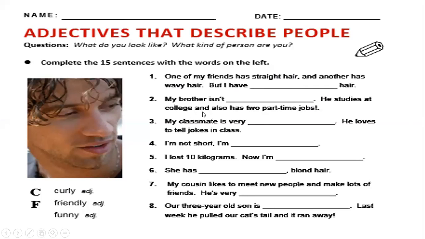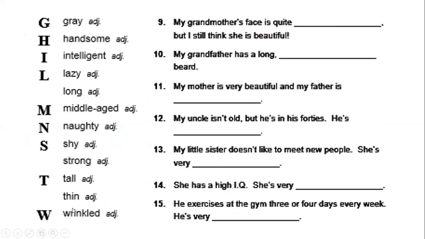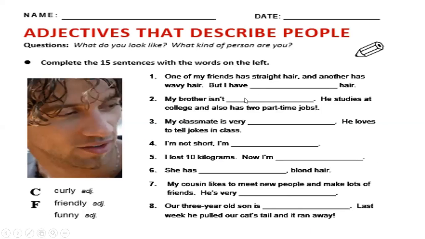¿Ok? My brother isn't. He studies at college and also has two part-time jobs. Ajá, puede ser funny, friendly, tal vez lazy, ¿verdad? Mi hermano no es haragán, ¿verdad? ¿Por qué? Porque digo, he studies at college and also has two part-time jobs. ¿Creen ustedes que es haragán? Él estudia, ¿verdad? En el técnico o en la universidad y además tiene dos trabajos de medio tiempo. So, maybe my brother isn't lazy. Mi hermano no es haragán. Ok, is it clear? ¿Está claro, chicos?